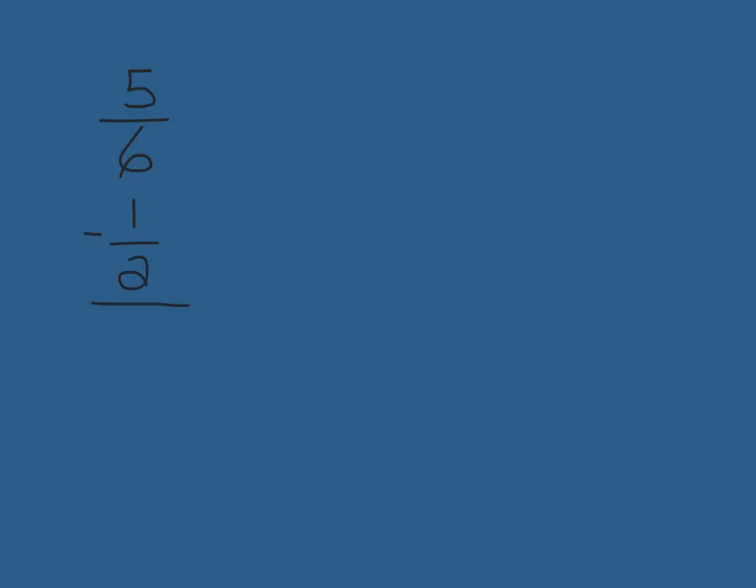Okay, so for this one, I look, and I know 2 goes into 6 evenly, so I don't have to change this one. 6 will be my common denominator. So minus, and I'm going to make this a 6. 2 times 3 equals 6, so I multiply the top by 3 also. 1 times 3 equals 3. So now I subtract. 5 minus 3 equals 2/6.